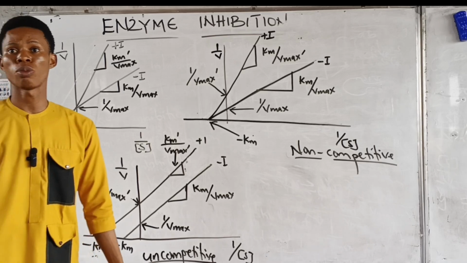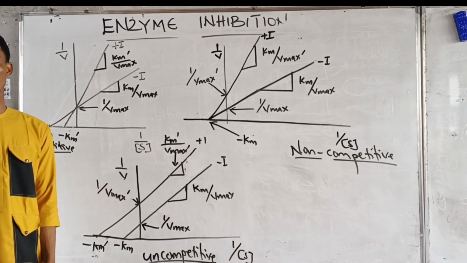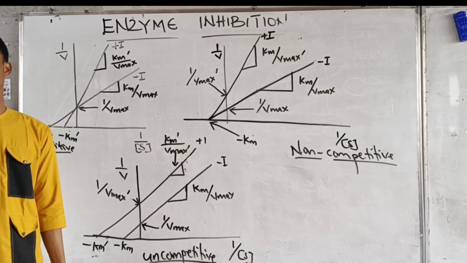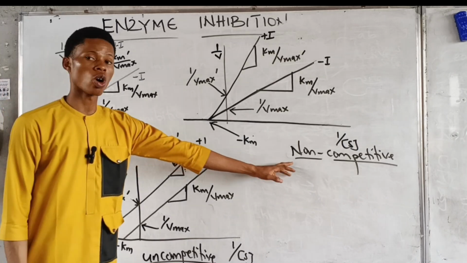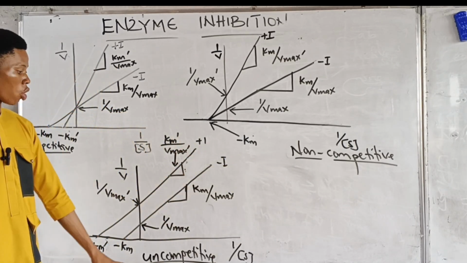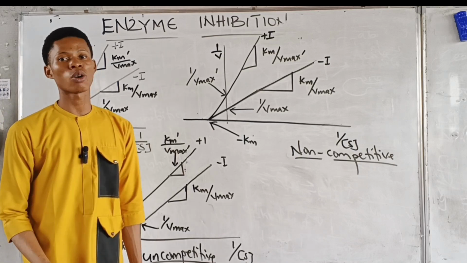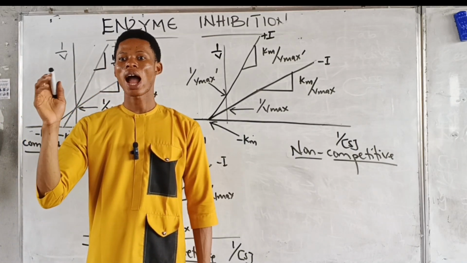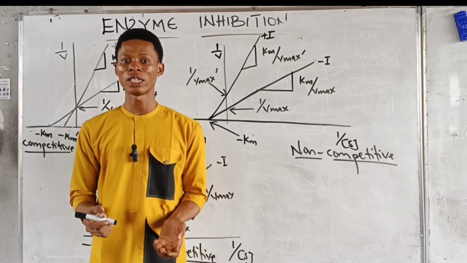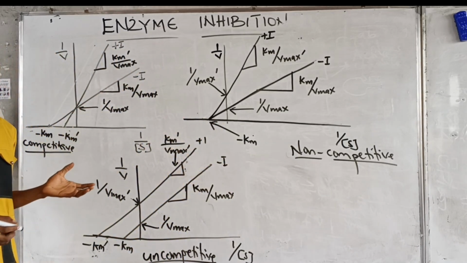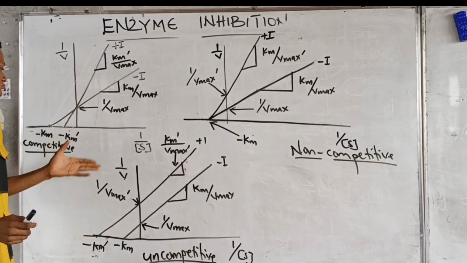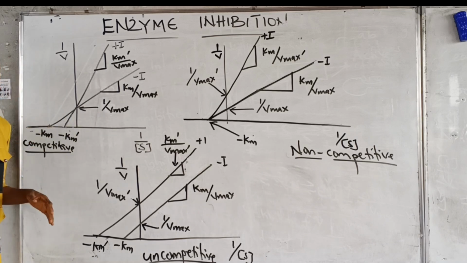Alright, now let's look up. We've seen the three types of reversible inhibition: competitive, non-competitive, and uncompetitive. Alright, now how can we represent them graphically? Their graphical representation can be seen on the board here.